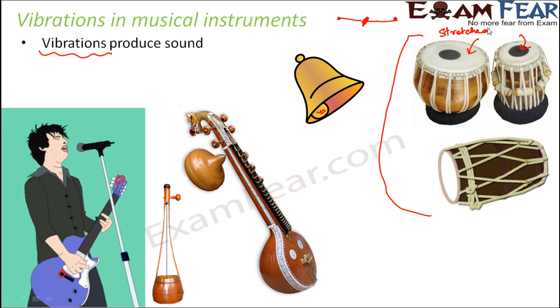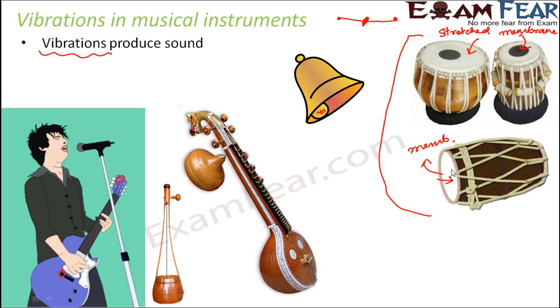Like how you have strings in case of guitar and veena, in these type of instruments you have a membrane. In dholak also you have a stretched membrane. When you beat it here, that produces sound, because whenever you strike it here, you apply some force here, this membrane starts to vibrate, and when it vibrates, it in turn produces sound, and that is what we hear. So these type of instruments have a membrane which is capable of vibration when you beat it.